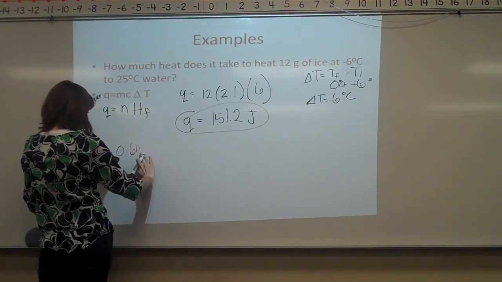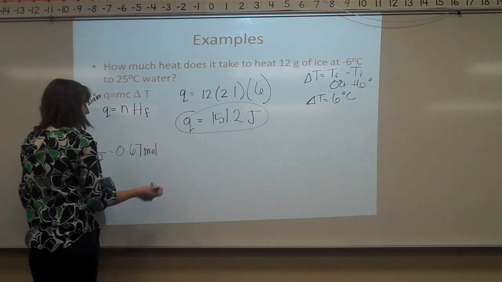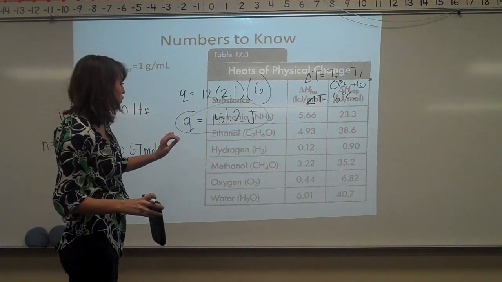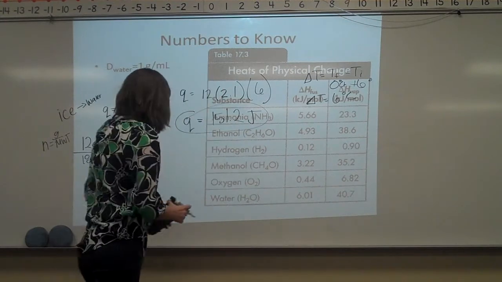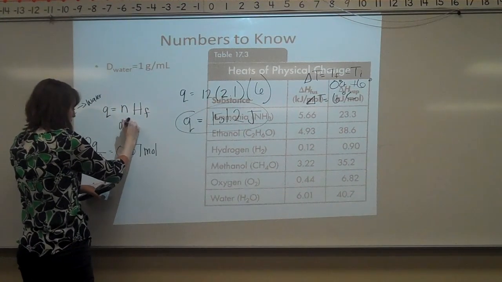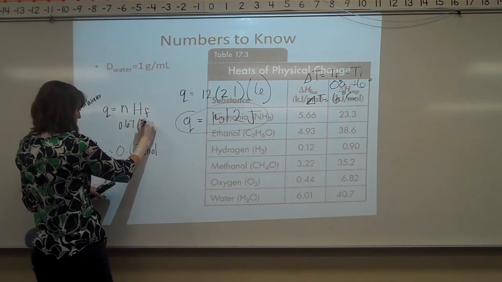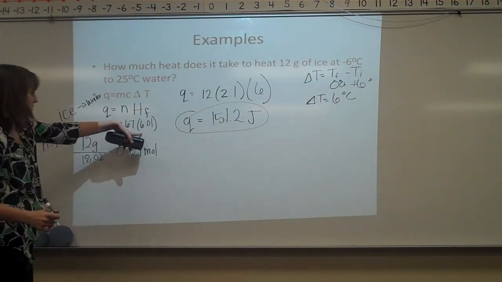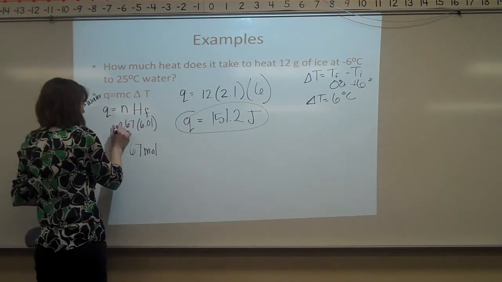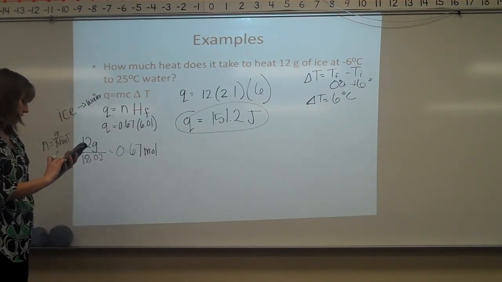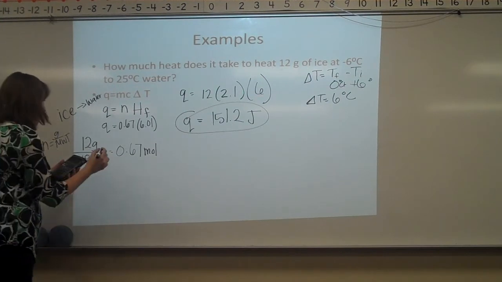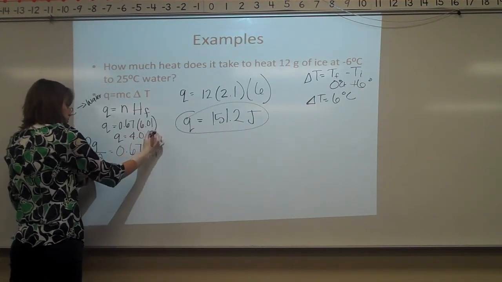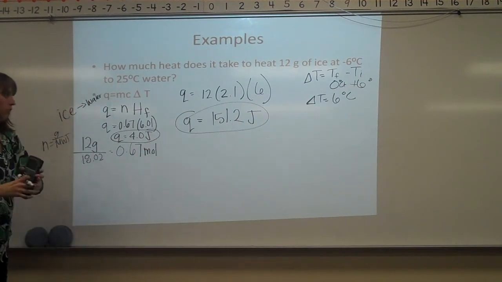Then we only need 2 sig figs, so 0.67 moles. And then we're going to take this times our heat of fusion, which was 2 slides back. We want the heat of fusion for water, so 6.01. So we take 0.67 times our heat of fusion, which I forgot already, 6.01. Now that we have this, we can multiply these together to get our second Q, which will equal 4.0 joules. Our second Q.